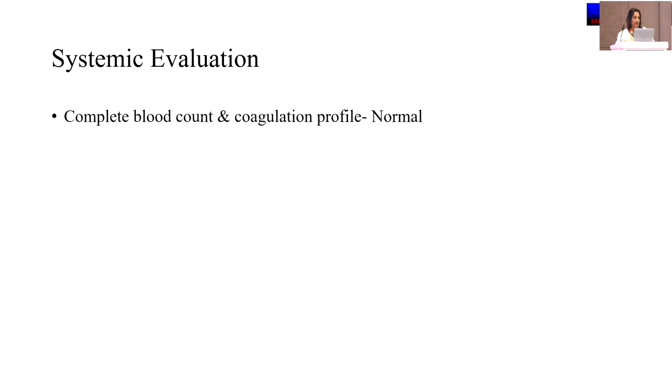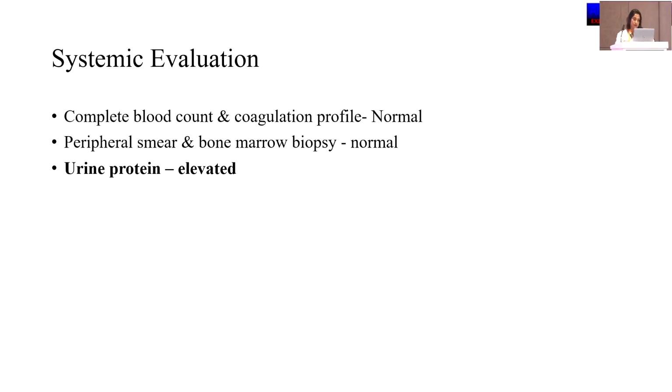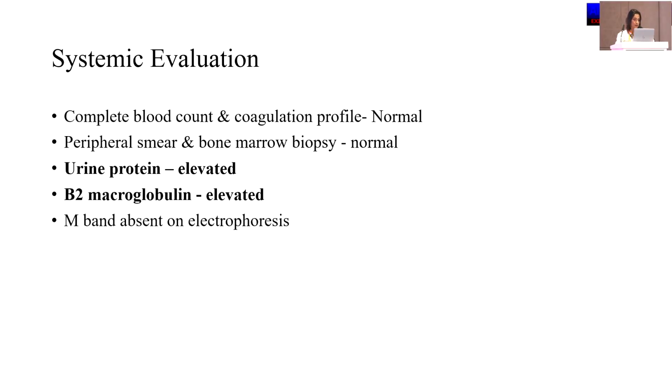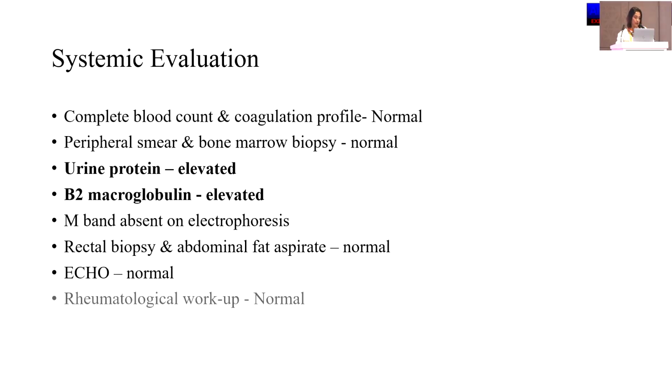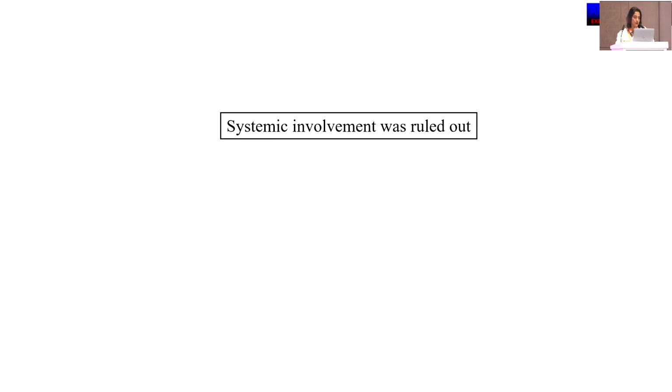A systemic evaluation in the form of complete blood count and coagulation profile was done. Peripheral smear and bone marrow biopsy was done, which was normal. Urine protein was elevated along with B2 macroglobulin, but on electrophoresis, M band was absent, ruling out multiple myeloma. A rectal biopsy and abdominal fat aspirate was done, which was normal. Echo was normal, and rheumatological workup was also normal.